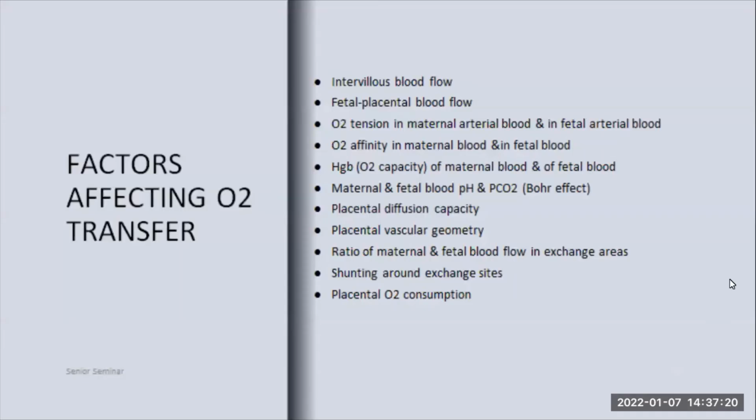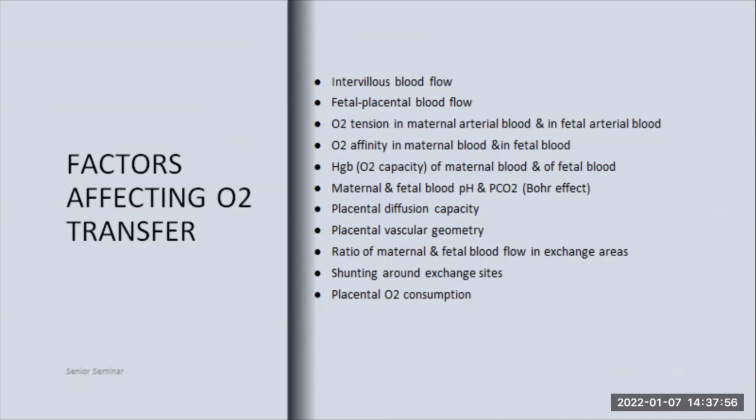So we will talk about, lastly on my part, factors affecting O2 transfer. You have the intervillous blood flow, fetal placenta blood flow, the oxygen tension in the maternal arterial blood and in the fetal arterial blood. You have the affinity for oxygen in the maternal blood as well as the fetus, hemoglobin carrying capacity of the fetus and the mother. And we also examine the blood pH and PCO2, which is basically the Bohr effect.